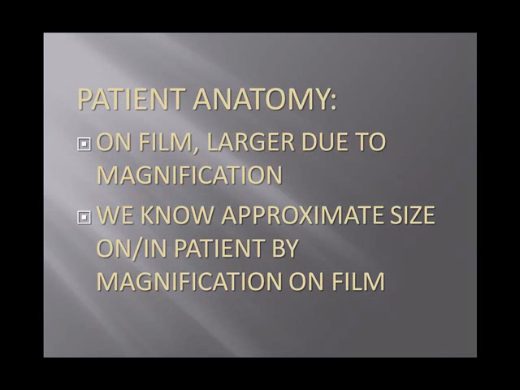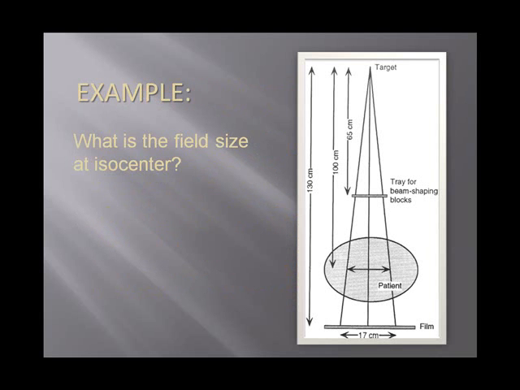For patient anatomy, we know on the film it's larger due to magnification. We know the approximate size on or in a patient by the magnification on the film. So let's take the first example. We know our target to film distance is 130 and our target to axis distance is 100. What is our field size at isocenter? We know that the field size on film is 17.